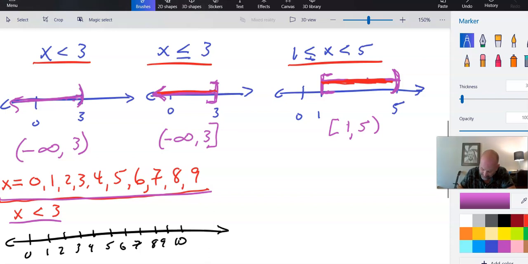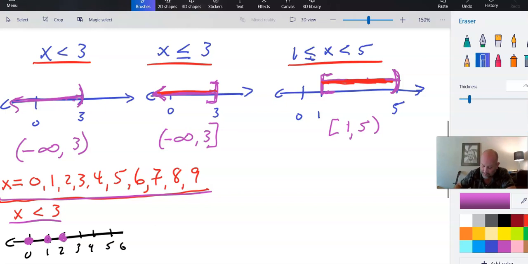Well, let's see here. 0 is, so we'll mark that. You notice I'm not making a line, I'm making a point, because 0 is a point. There's nothing on either side of it. It's sitting there by itself. 1 is less than 3. 2 is less than 3. 3 is not less than 3. So that ends up being my full graph of this solution. Basically, what you end up doing is you look at the inequality and you figure out which things on the list work for the inequality.